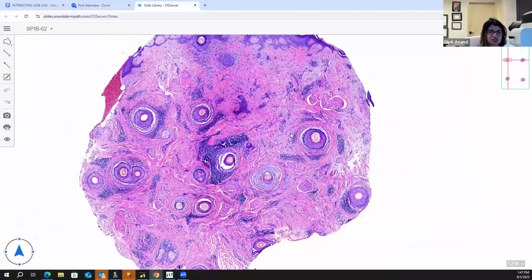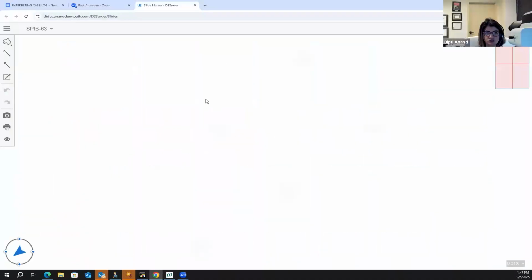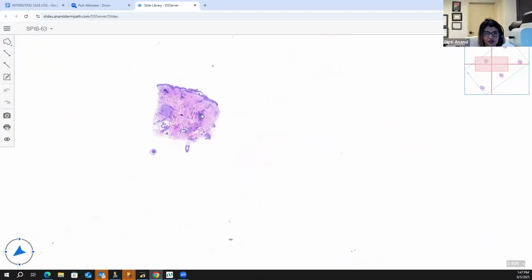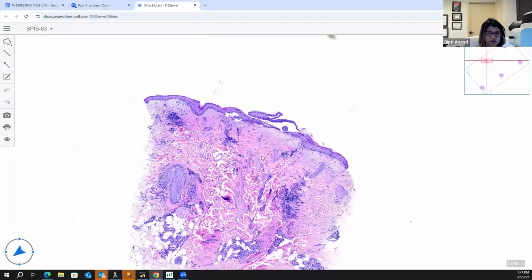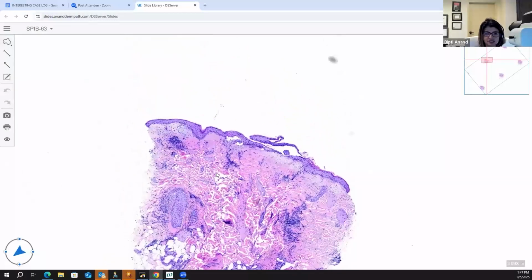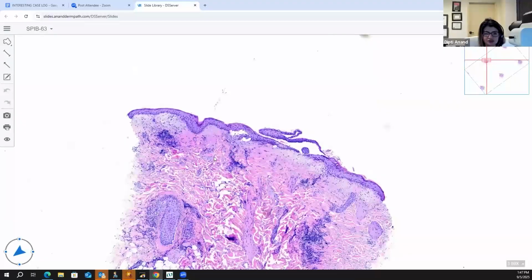Like this is diagnostic. The moment I see this, LPP, move on. Okay, good. Let's go to the next one, which is 63. And also the epi was important in there. The epi had no change except at the follicular infundibular unit. This is 63.